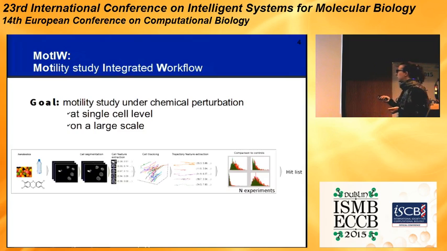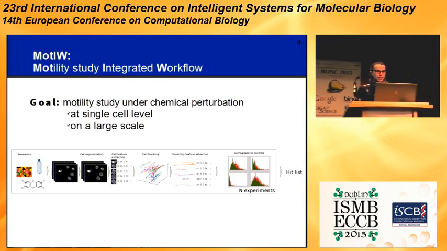And this will give us a hit list of experiments in which we think that this process is different. We can then go back and get a hit list of either genes whose downregulation perturbs single cell motility, or of drugs or environmental contaminants that perturb this process. So let's see the workflow more in depth.